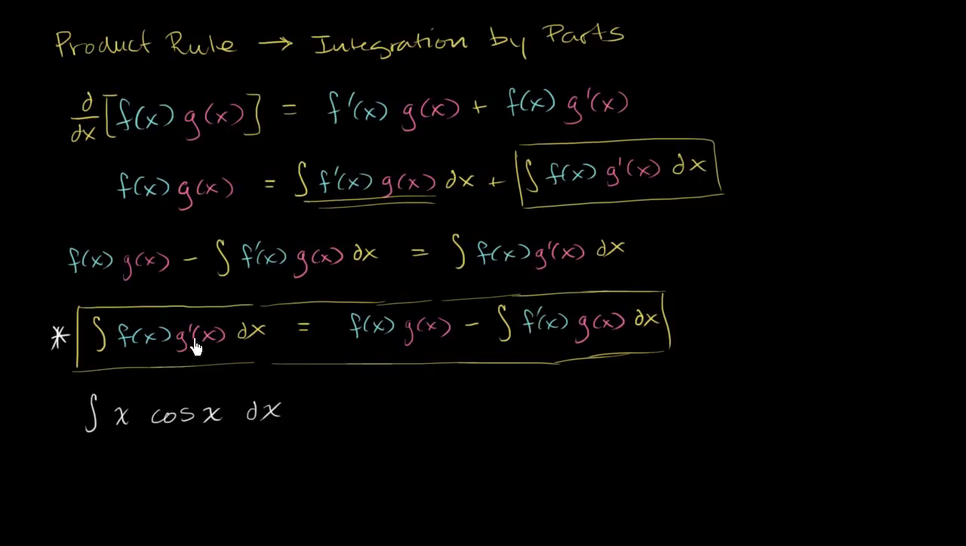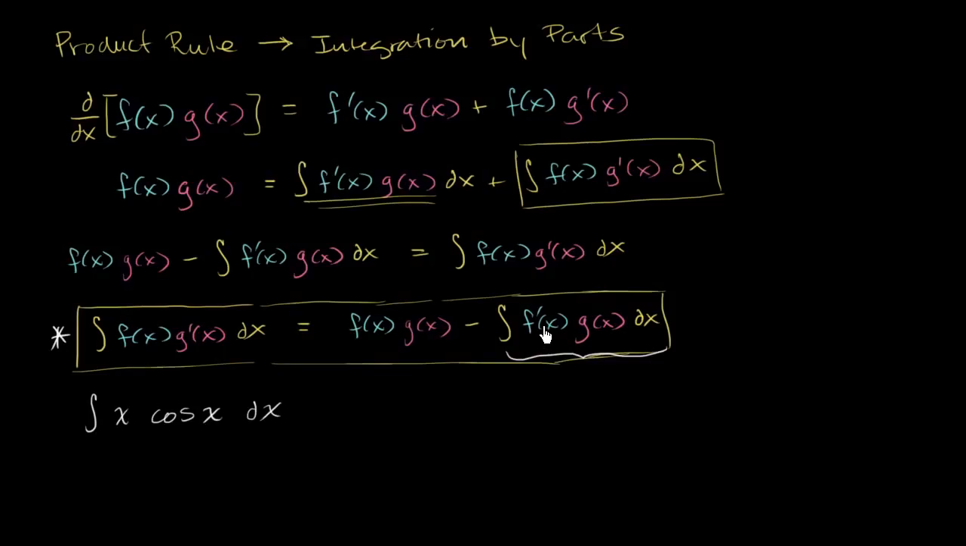Now, if you look at this formula right over here, you want to assign part of this to f of x and some part of it to g prime of x. And the question is, do I assign f of x to x and g prime of x to cosine of x, or the other way around? Do I make f of x cosine of x and g prime of x x? The thing to realize is to look at the other part of the formula and realize that you're essentially going to have to solve this right over here.